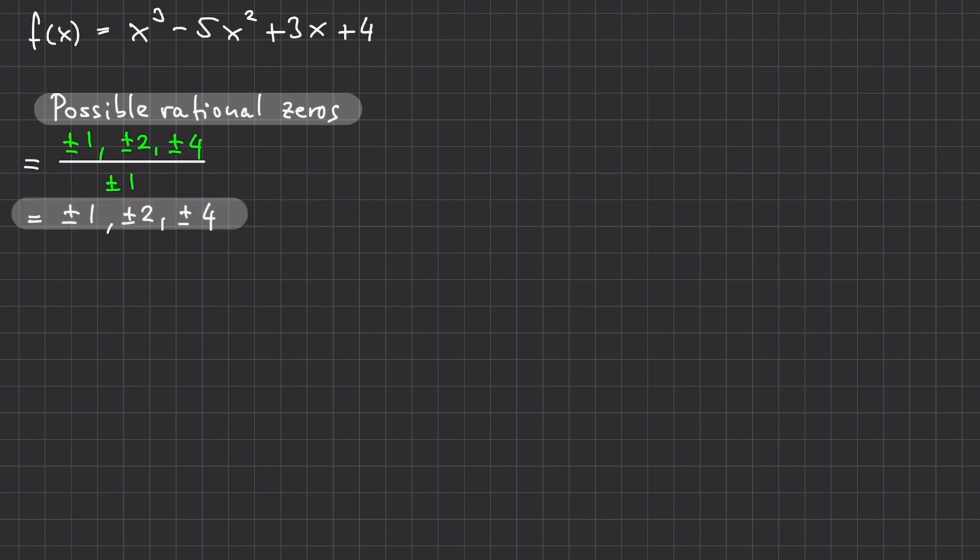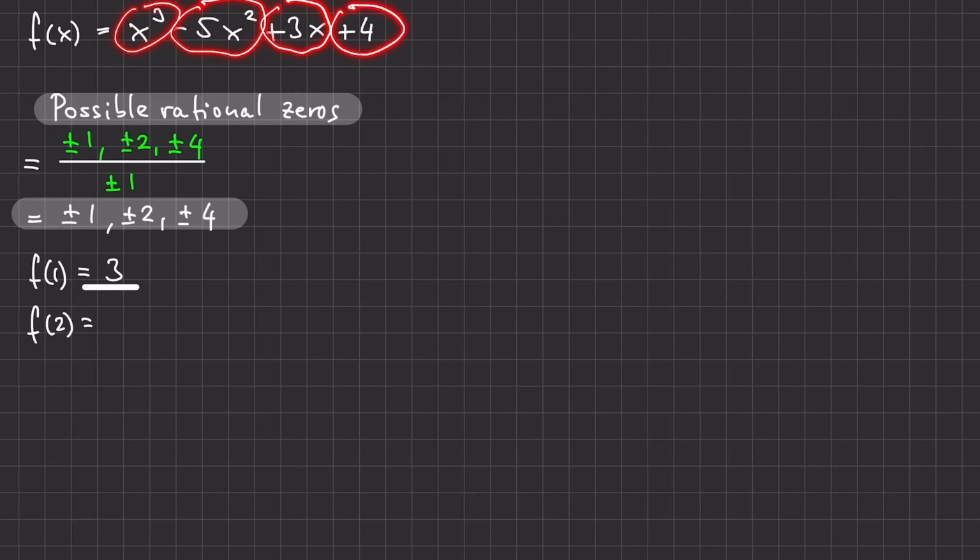Recall that the rational zero theorem tells us if there is a rational zero, it is going to be one of these numbers. We see when we plug 1 into the function, we get 1 minus 5 is negative 4, plus 3 is negative 1, plus 4 is 3. So f of 1 equals 3. What about f of 2? 2 cubed is 8, minus 20 is negative 12, plus 6 is negative 6, plus 4 is negative 2.